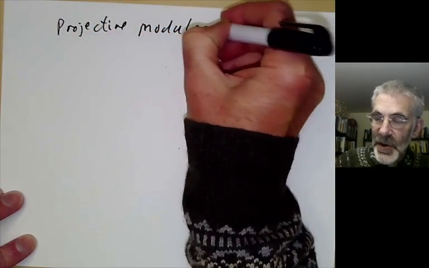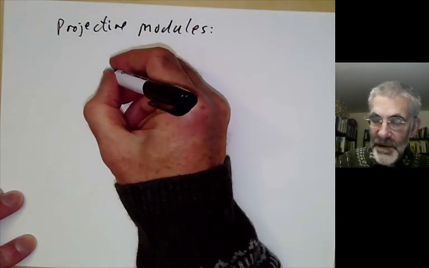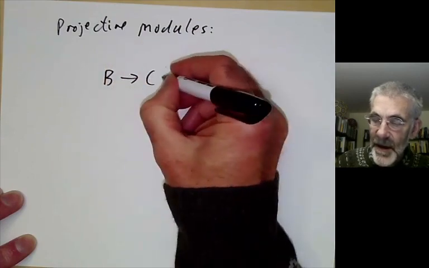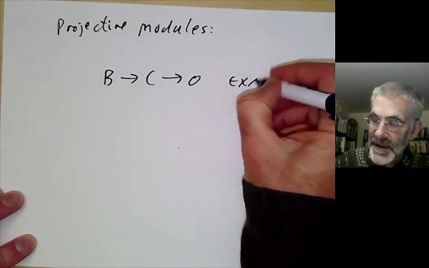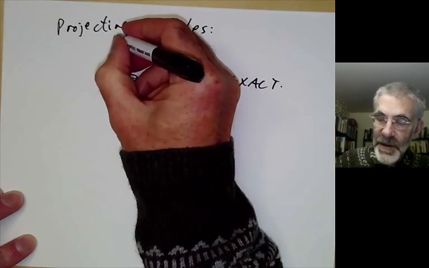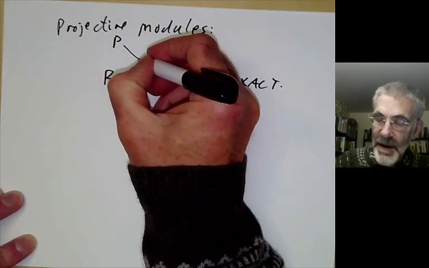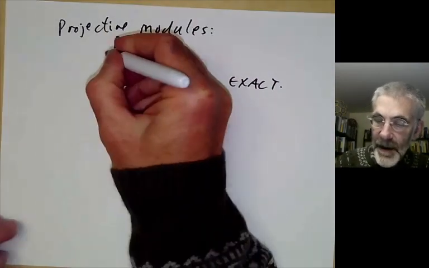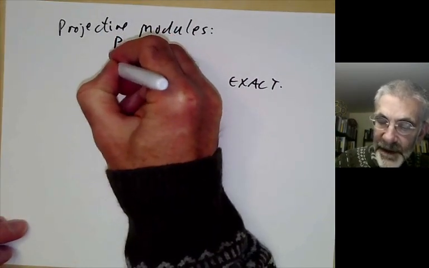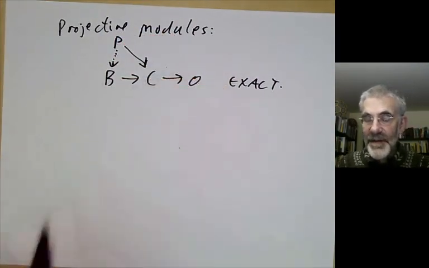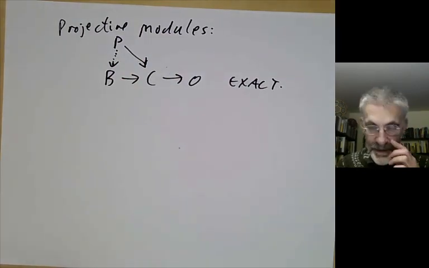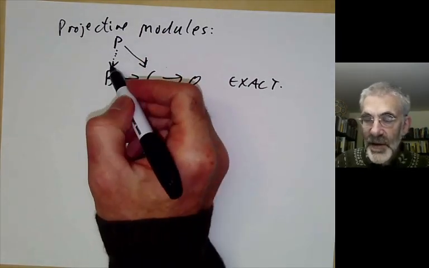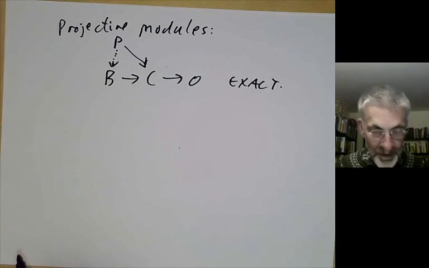So a projective module is one with the following properties. Suppose you've got a map from B to C that is onto, so this is exact. And suppose we've got a projective module P mapping to C. Then you can lift it to a map to B that factorizes through this. This lift need not be unique, of course.